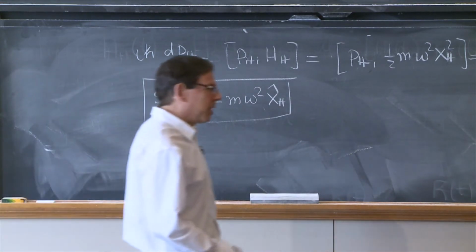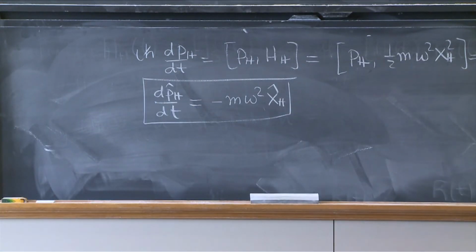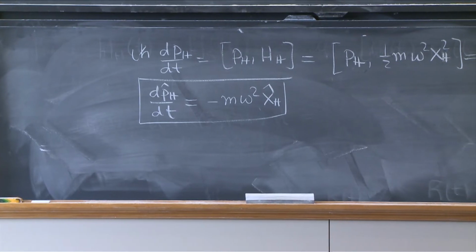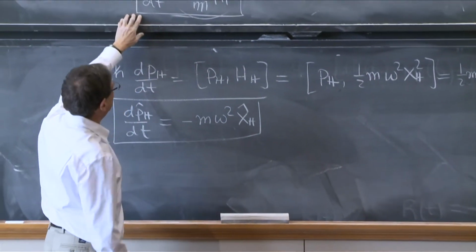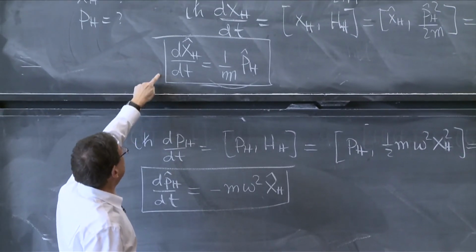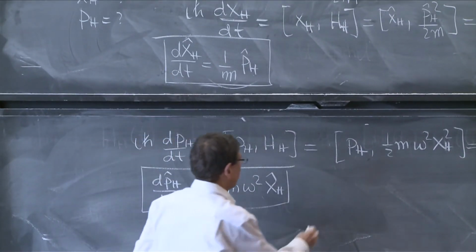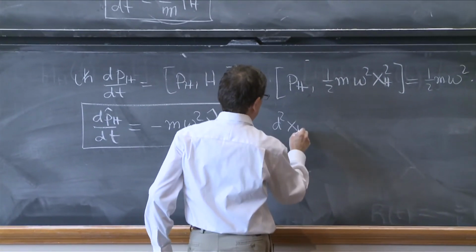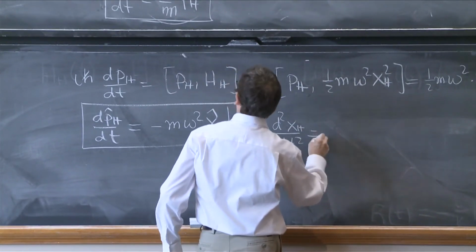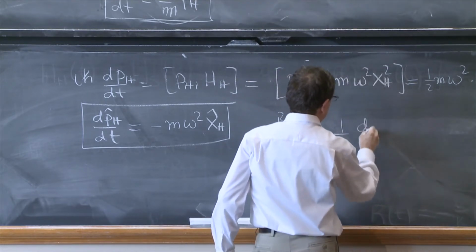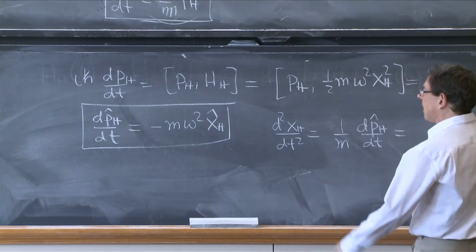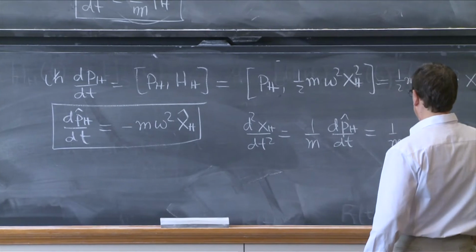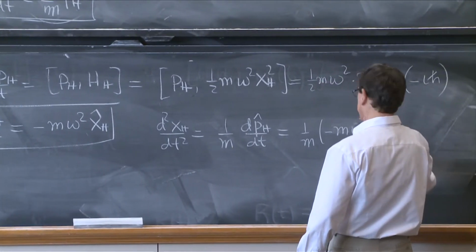All right, so these are our Heisenberg equations of motion. So how do we solve for them now? Well, you sort of have to try the kind of things that you would do classically. Take a second derivative of this equation. The second derivative of x H with respect to t squared would be equal to 1 over m dp H dt. And dp H dt would be 1 over m times minus m omega squared x H.